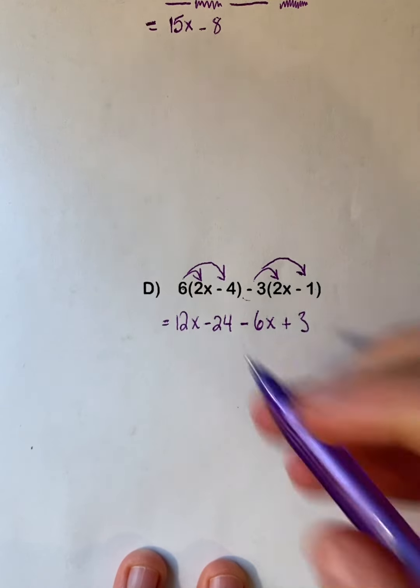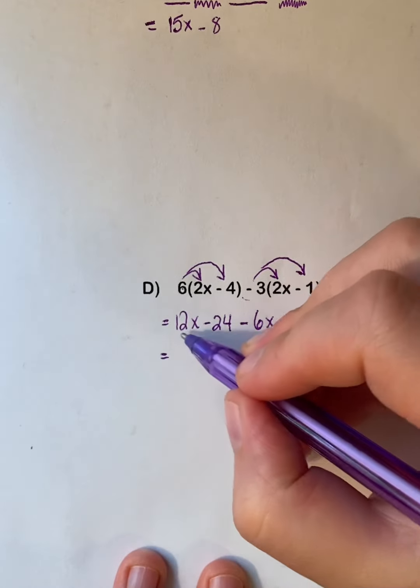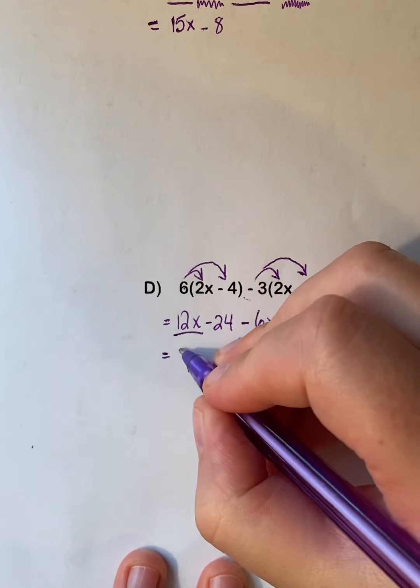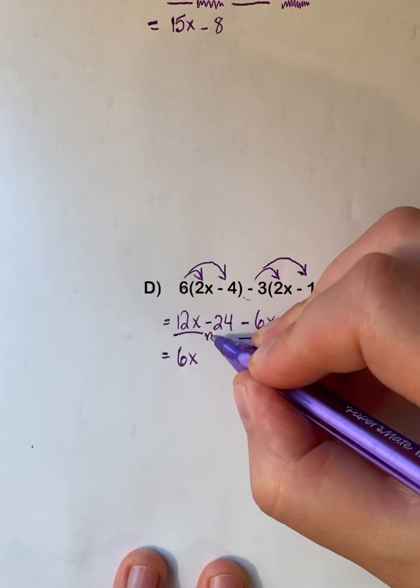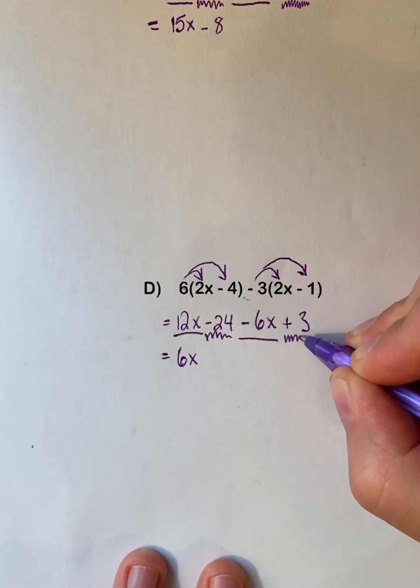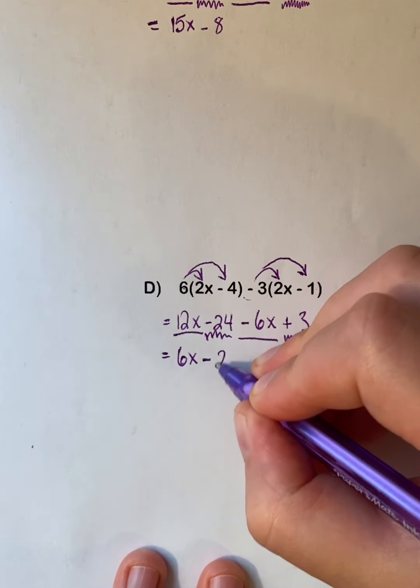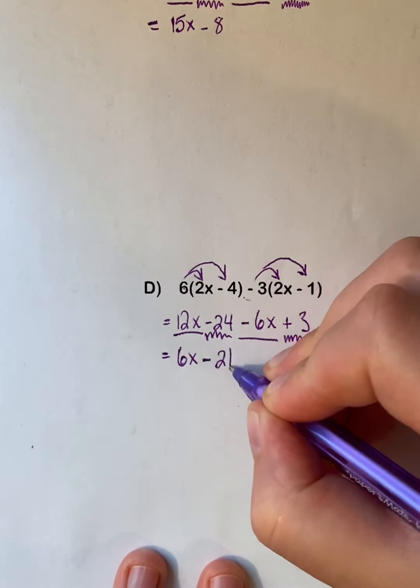And then again, just like we did above, we're collecting all the terms. So I've got 12 minus 6 is going to give me 6x. I've got negative 24 plus 3 is going to give me negative 21. So there's your warm-up. Moving on.